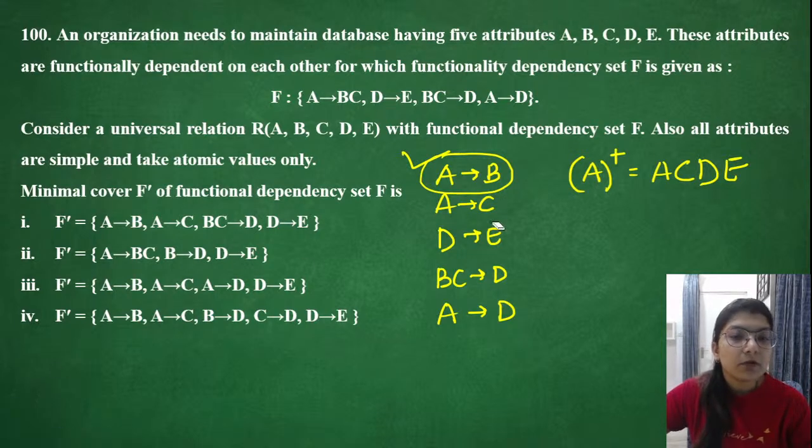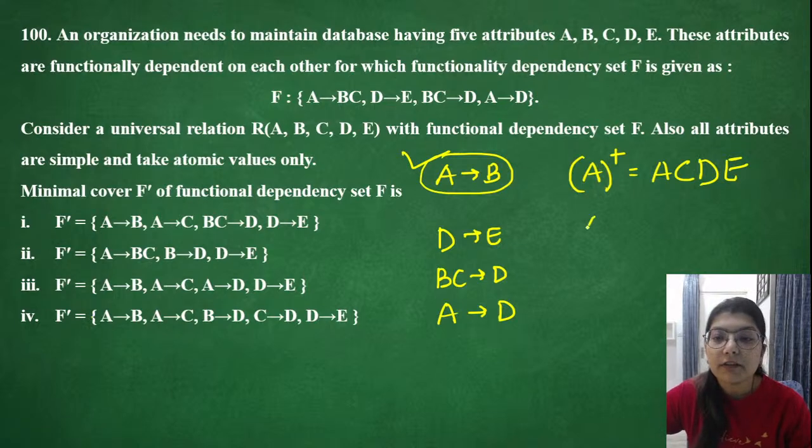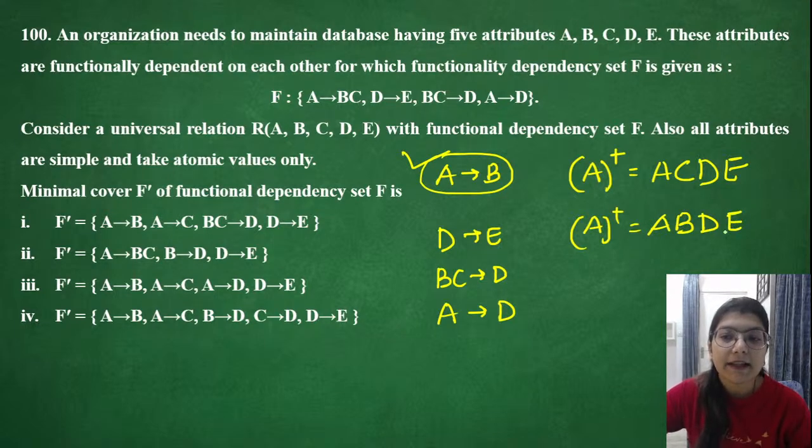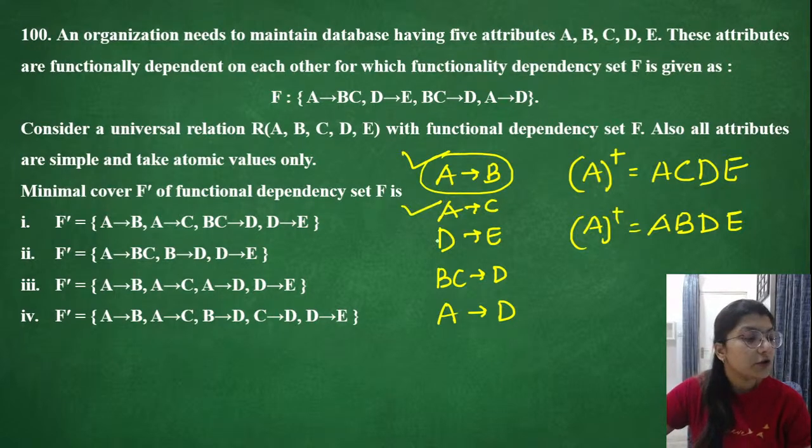Now what we will do? Now we will remove this one dependency, that is A determines C, and now we will try to find the closure of A. So A determines B, A determines D, and A determines E. Again, I am not able to find A determines C, so this is also useful.